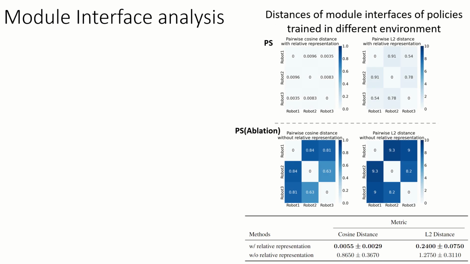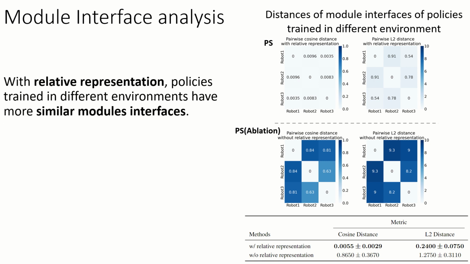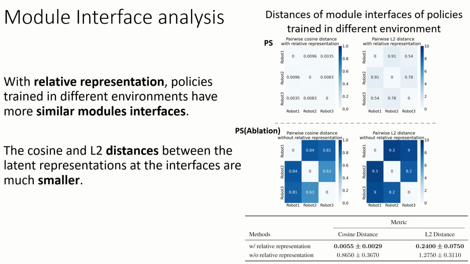We also calculate the distances of module interfaces of policies trained in different environments. With relative representation, policies trained in different environments have more similar module interfaces. The cosine and L2 distances between the latent representations at the interfaces are much smaller.